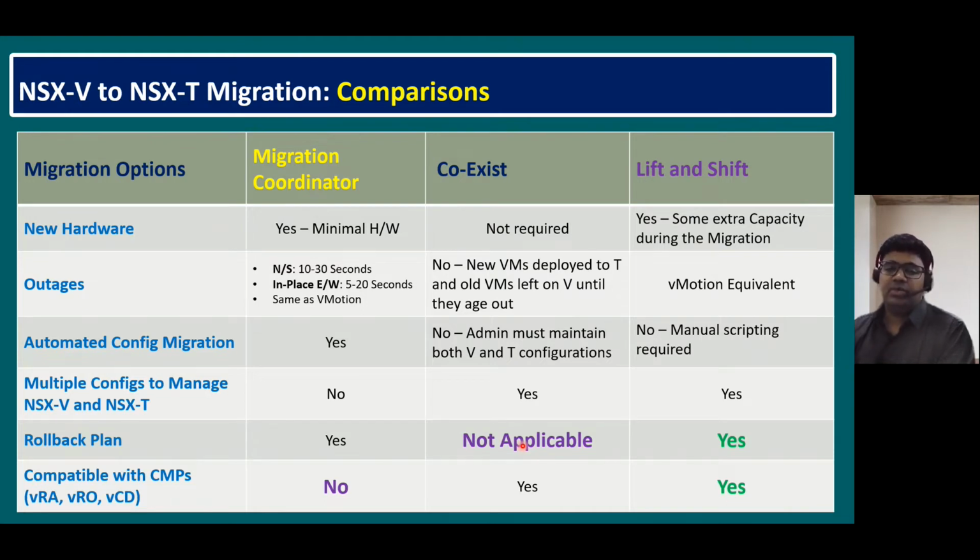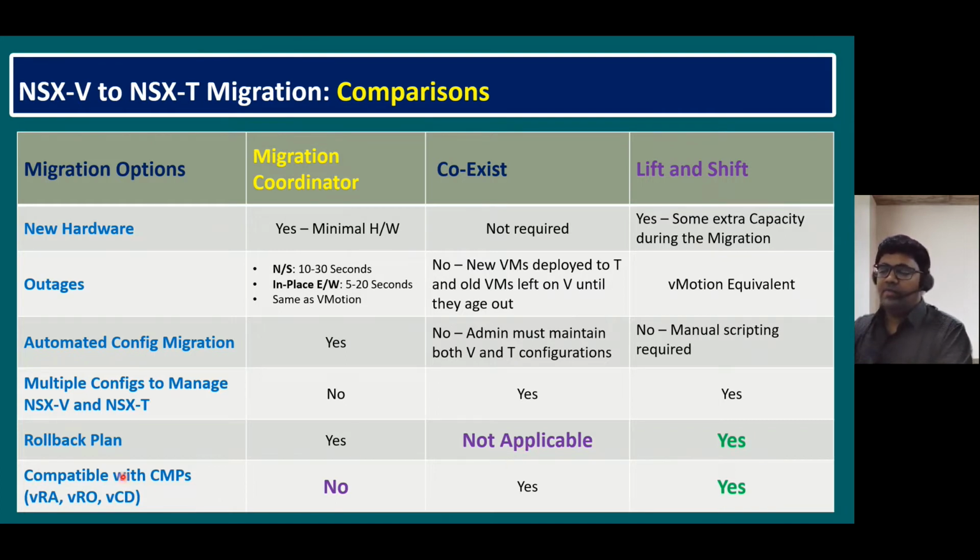That means, suppose I have migrated some group of 10 VMs from NSX-V to NSX-T. Once I have migrated to NSX-T, if your customer has some intermittent network disconnections and wants to roll back from NSX-T to NSX-V, when you have already migrated using the coexist method, a rollback option is definitely not possible. So that is a drawback in the coexist model.